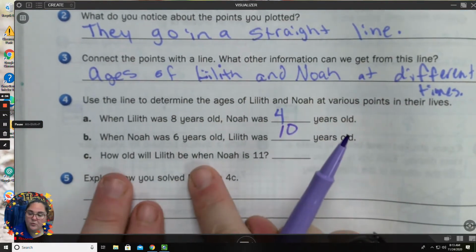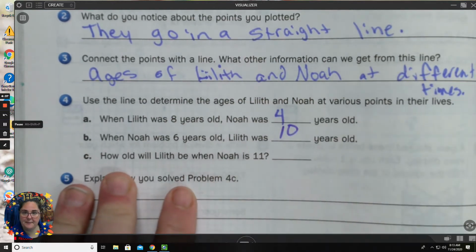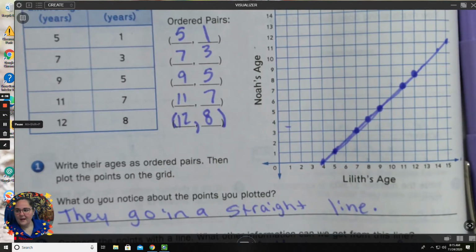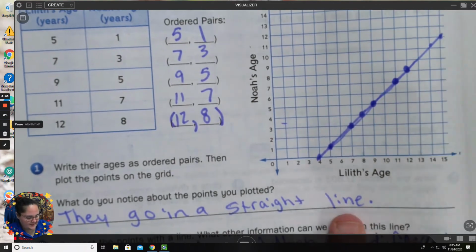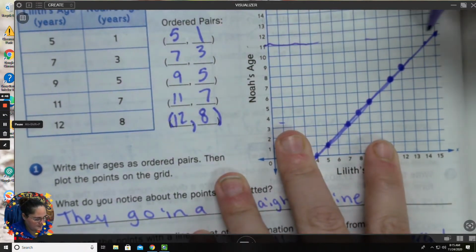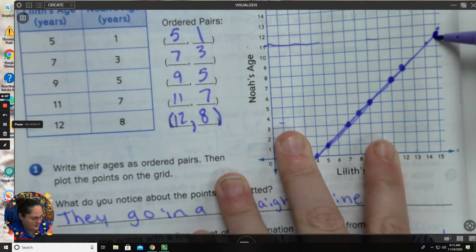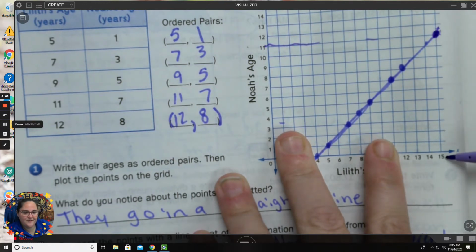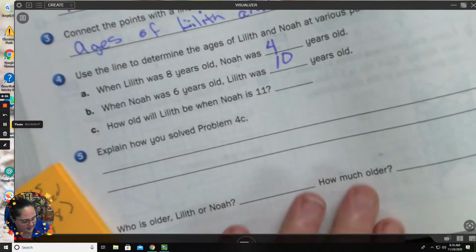So how old will Lilith be when Noah is 11? All right, so the question was, when Noah is 11, how old will Lilith be? Here's Noah, straight across. It's going to be right here. So Lilith will be 15. Your answer should have been 15.